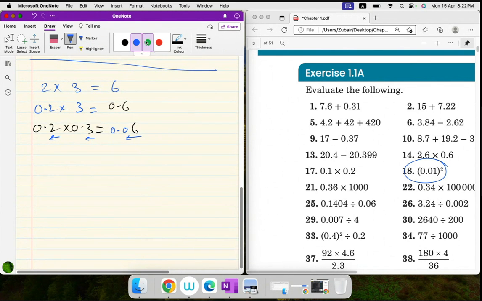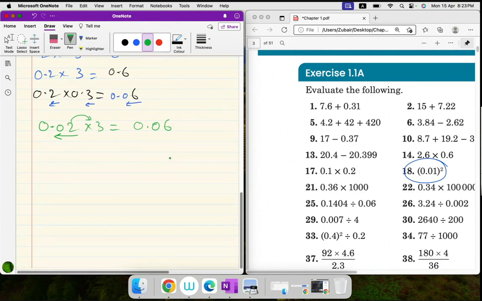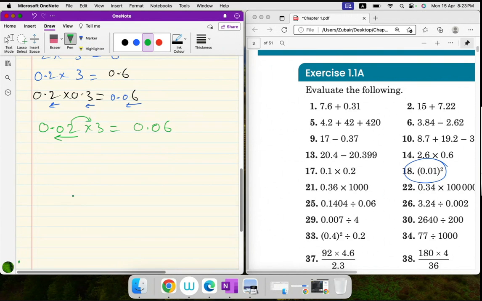Yes, sir. So again, let's try 0.02 into 3. What would be the answer? 0.06. 2, 3 times is 6. And there's no decimal at the right hand side, but there are two places on the left number. So this is 0.06.